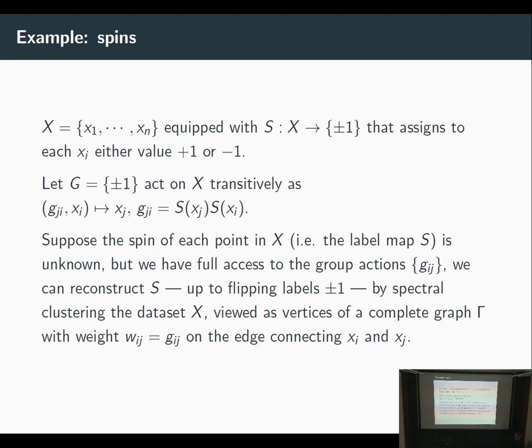There are numerous other examples of how this might be useful. So imagine that you just have a set of points and a function from X to plus and minus 1, which you can interpret as giving each point a spin, which either points up or down. And then the group acts on this by just flipping the spins from up to down and conversely. So imagine that we don't know the spin assigned to each point, but we know the group actions. Then we will be able to decompose this set of points into two disjoint components of opposite spins. We will not know which is up or down without having a closer look, but we will be able to find that there are two different spins.